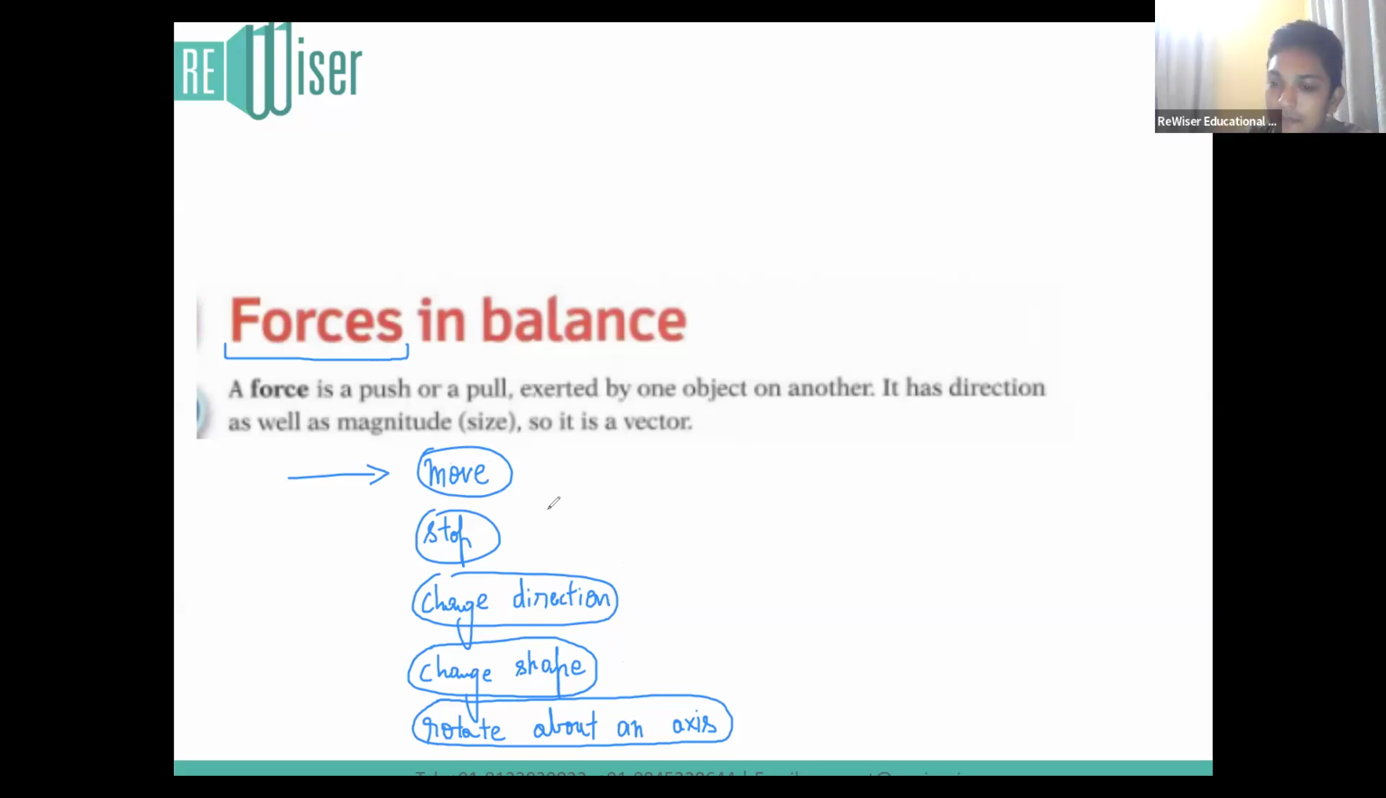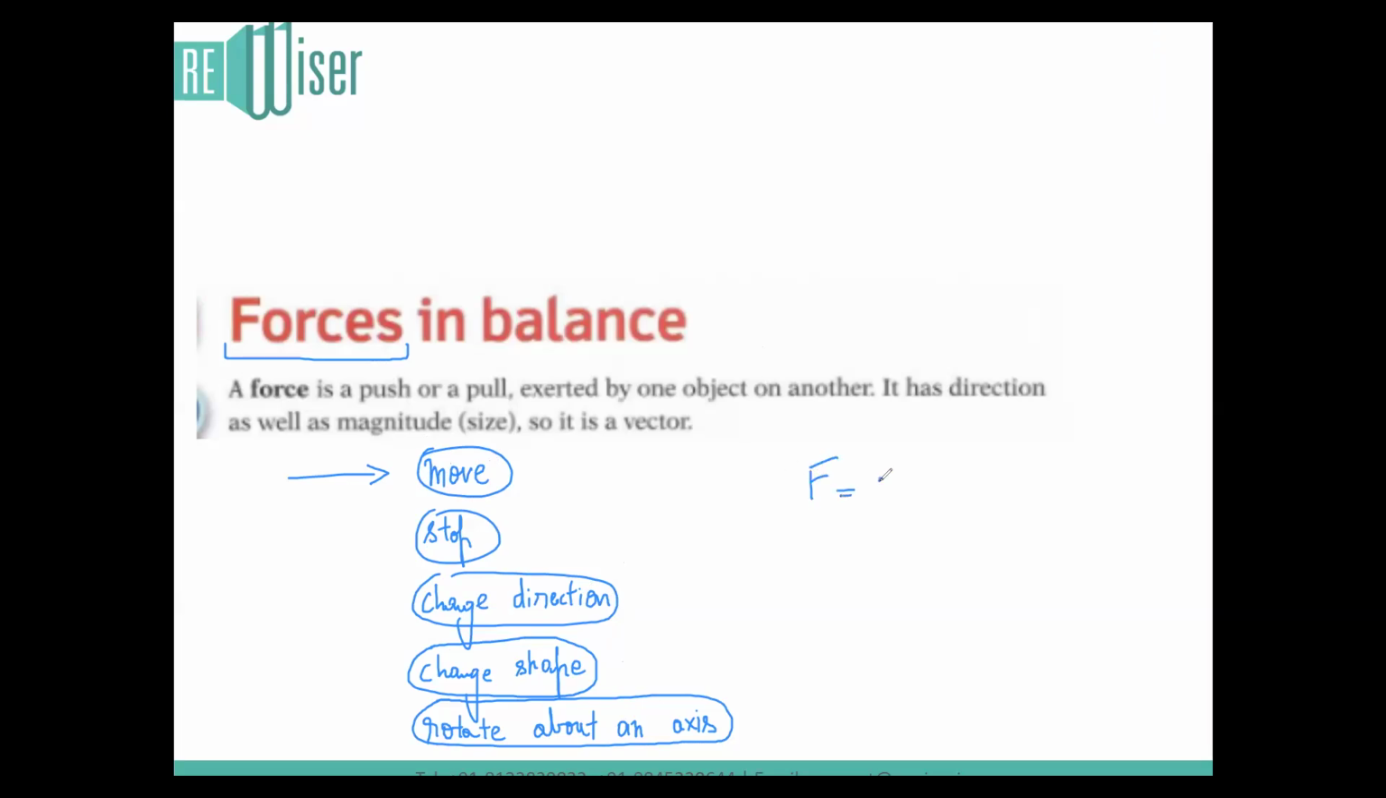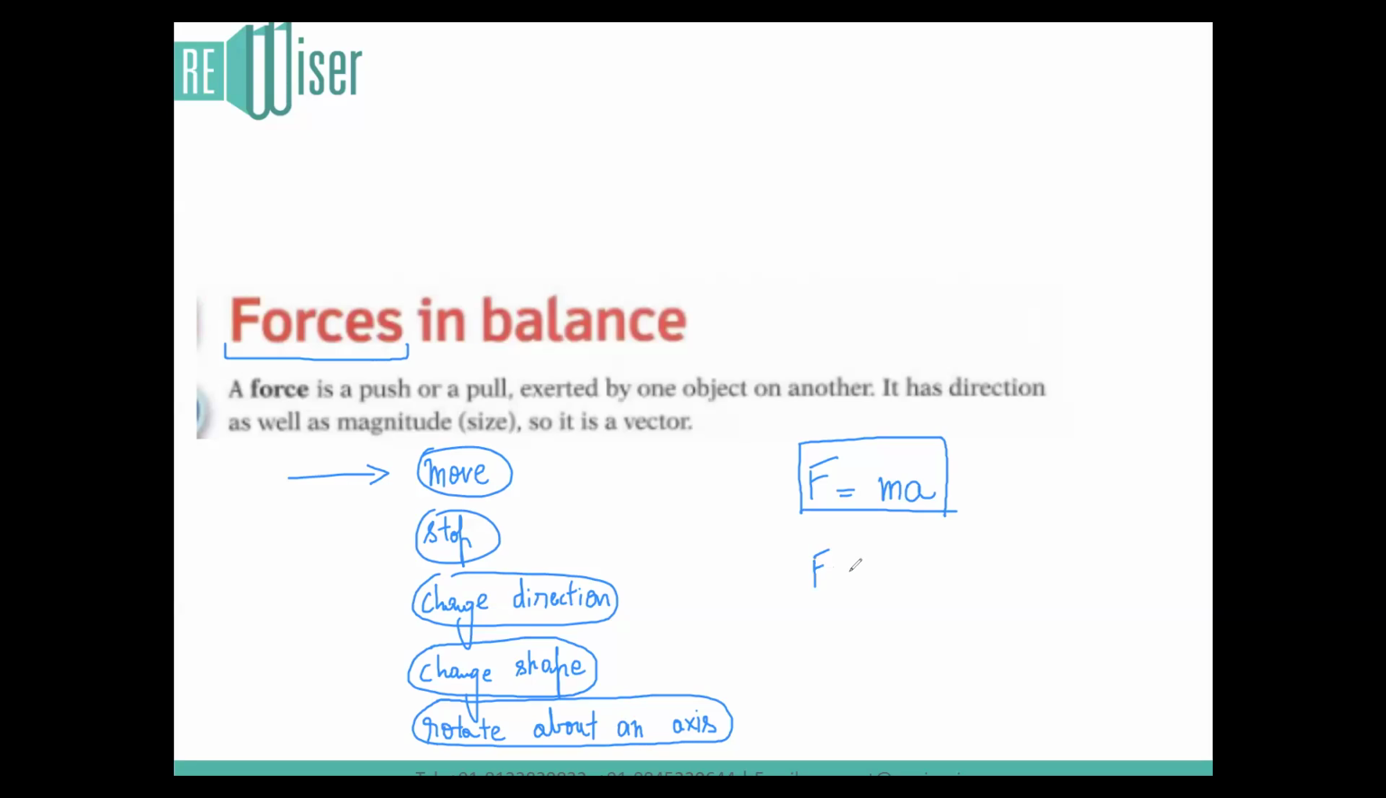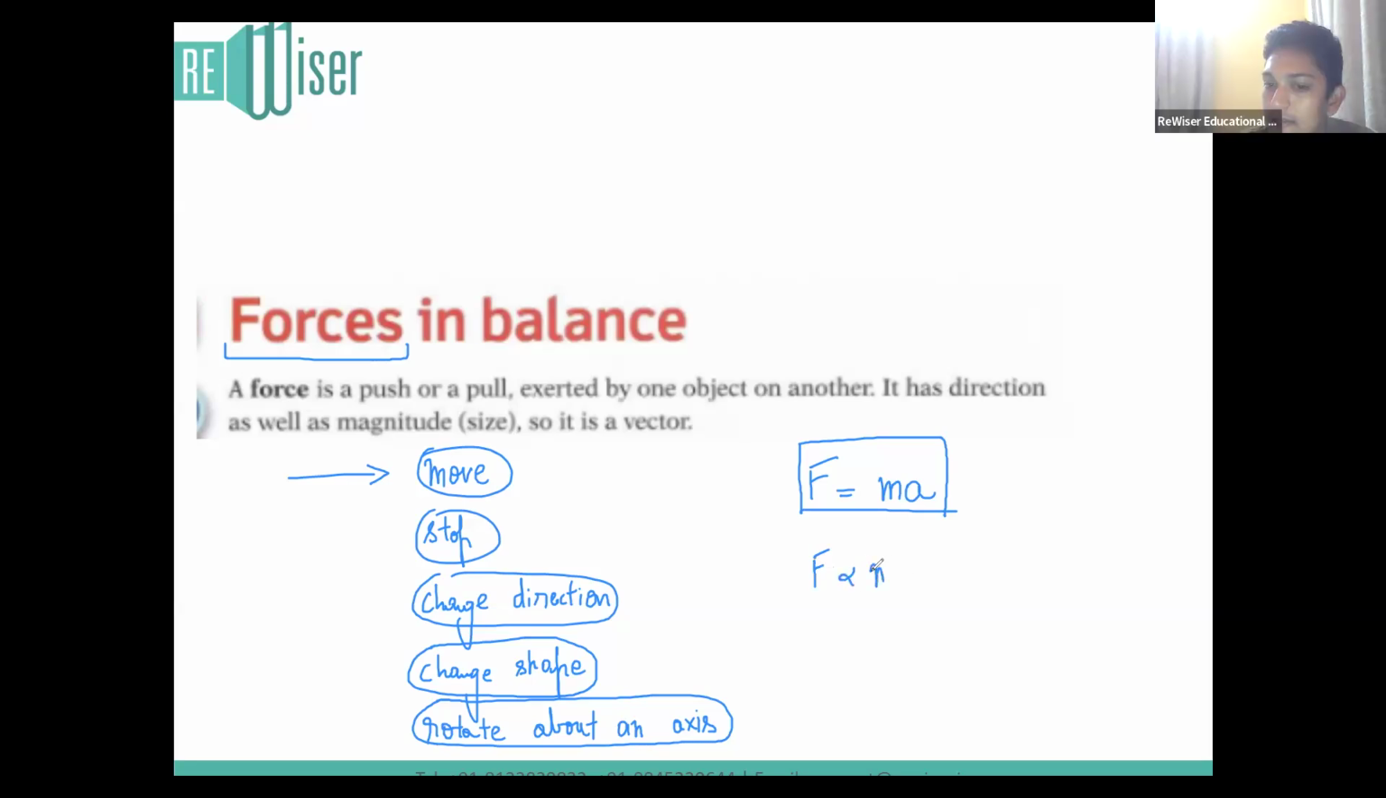Clear? What is the formula for force? F equals mass into acceleration. This is derived from Newton's second law. How did I derive it? In the simplest possible way. Let's say I'm living in a world where there is no concept of force. I'm the first one to invent it. I'll say force acting on a body is proportional to two things: mass and acceleration.